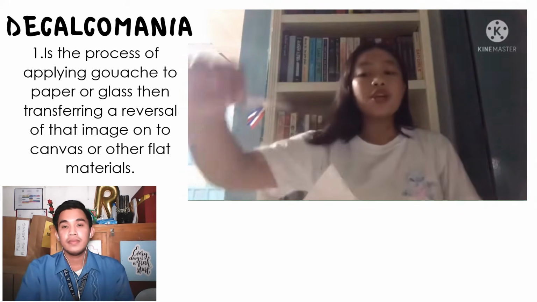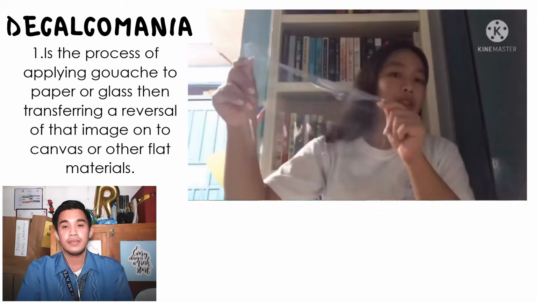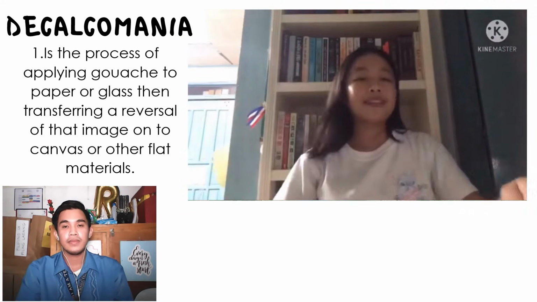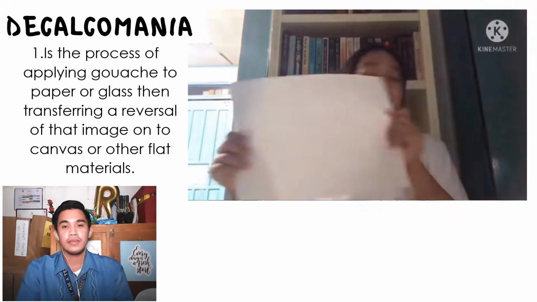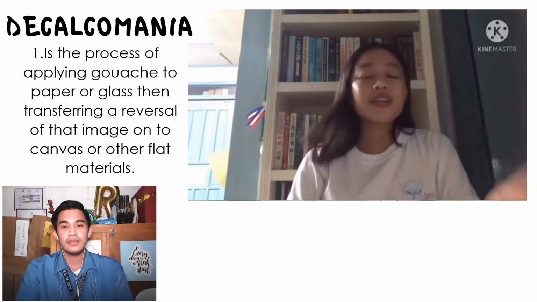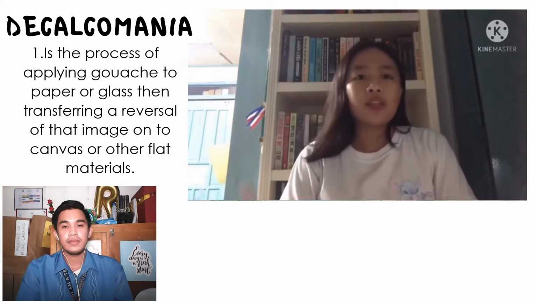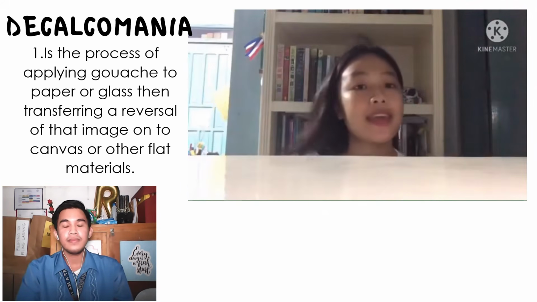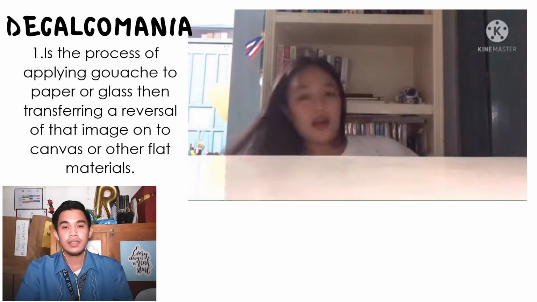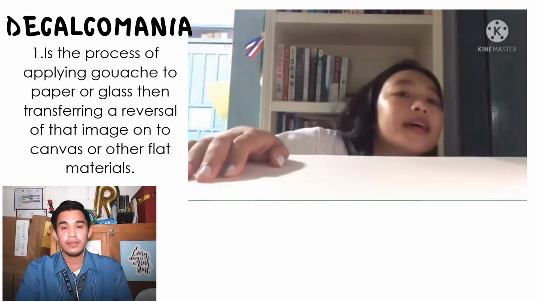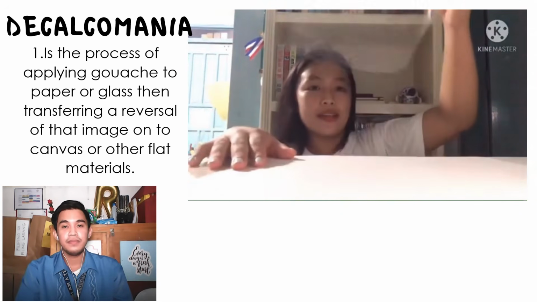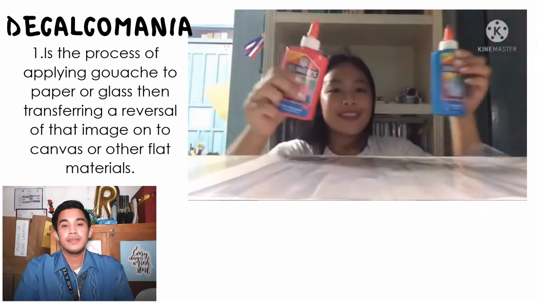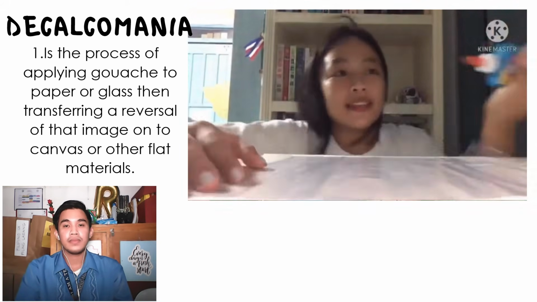So, next material is plastic cover. I already cut it in the same size of the next material, which is the Oslo paper, because I think it is more absorbent than the normal bond paper. So, let's start. First, get your Oslo paper, then get your plastic cover, and then the colored glues. Let's start making.